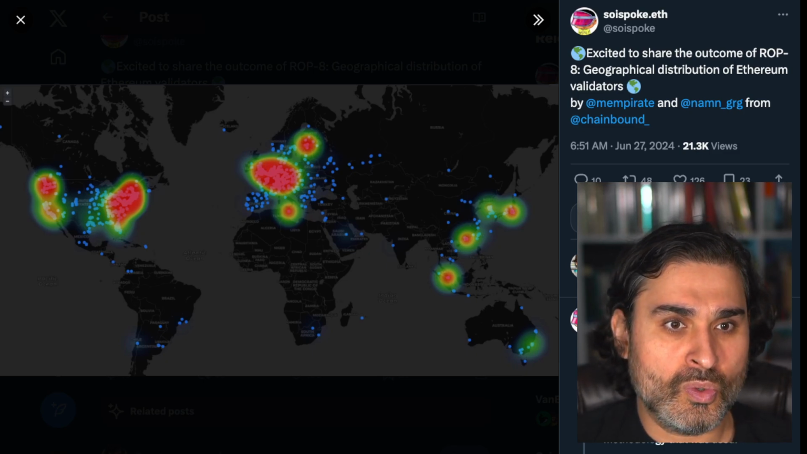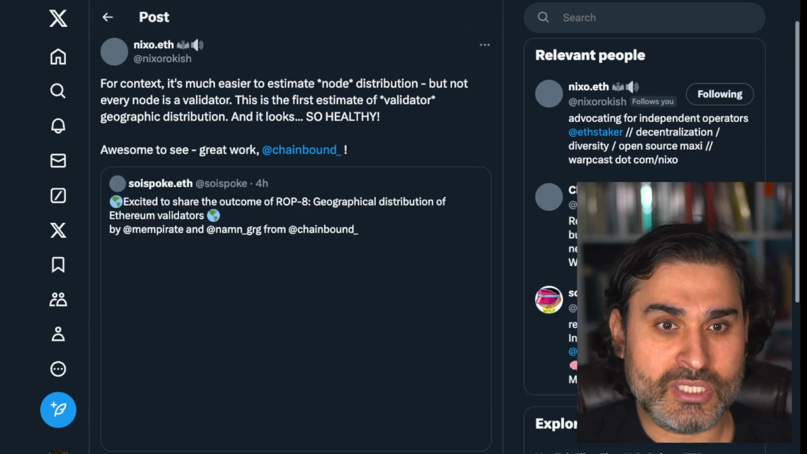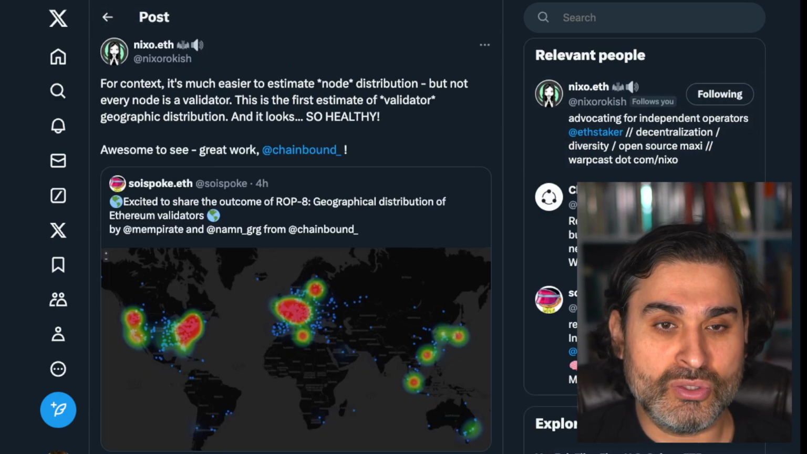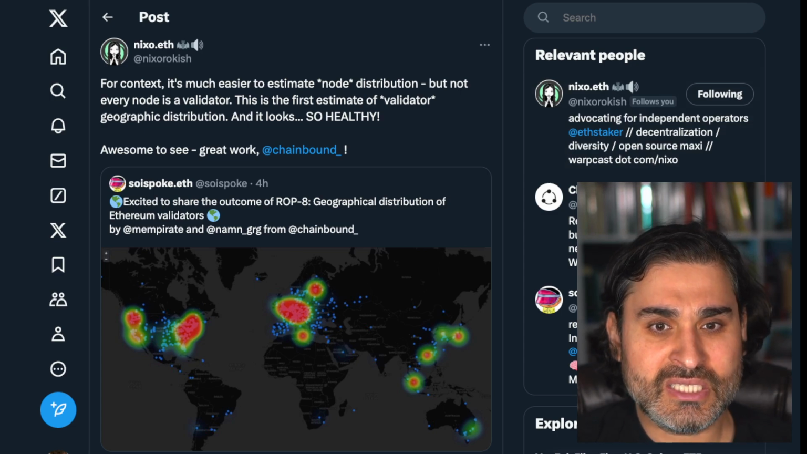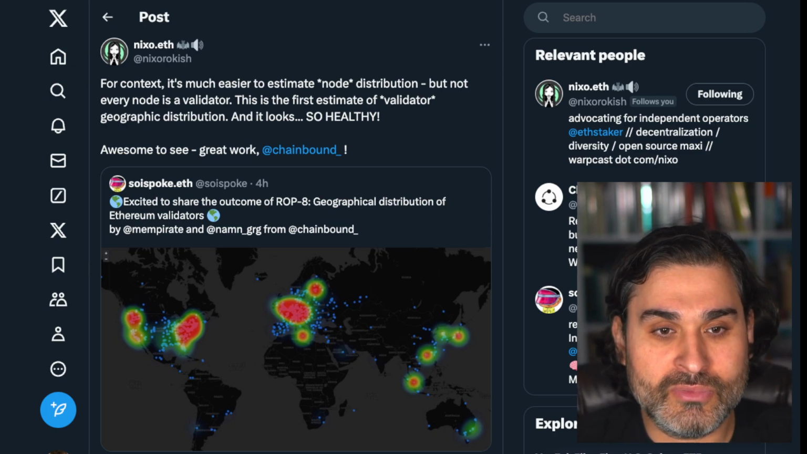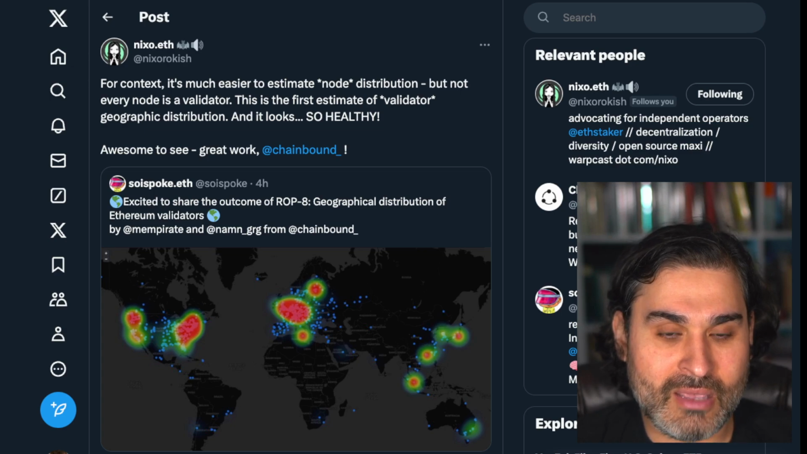So Nixo put a tweet out about this saying, for context, it's much easier to estimate node distribution, but not every node is a validator. This is the first estimate of validator geographical distribution, and it looks so healthy. Awesome to see. Great work, Chainbound. So this was really great stuff that came out of here.